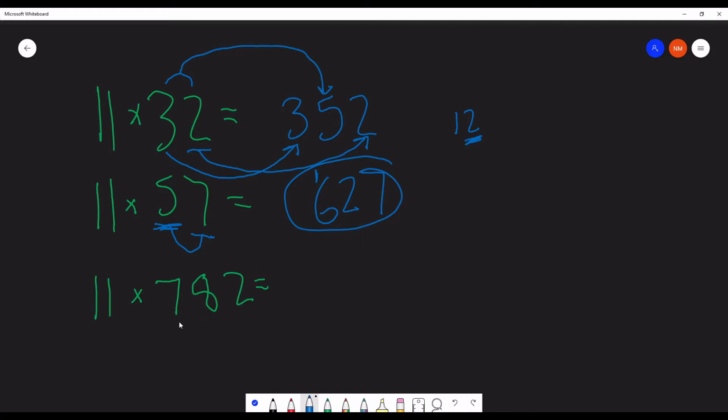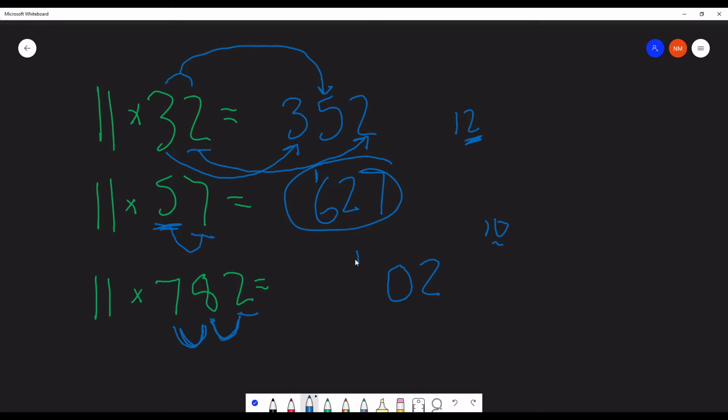So moving on, let's try and do it with a 3-digit number. 11 times 782. First, we write down our ones digit. Then we can write down the sum of these two numbers, 8 and 2, which is 10. So we'll take this unit digit right here, put it right here, carry a 1. Then we could add these two together. 7 plus 8 is 15.